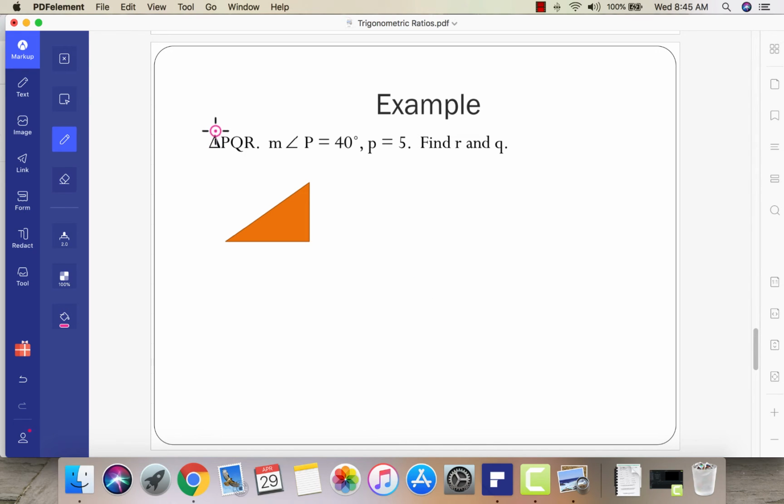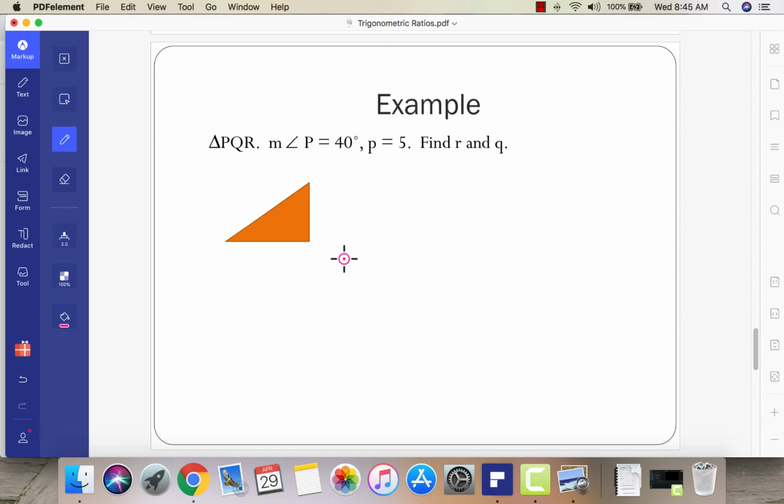Okay, so triangle PQR, measure of angle P equals 40, P equals 5, find R and Q.